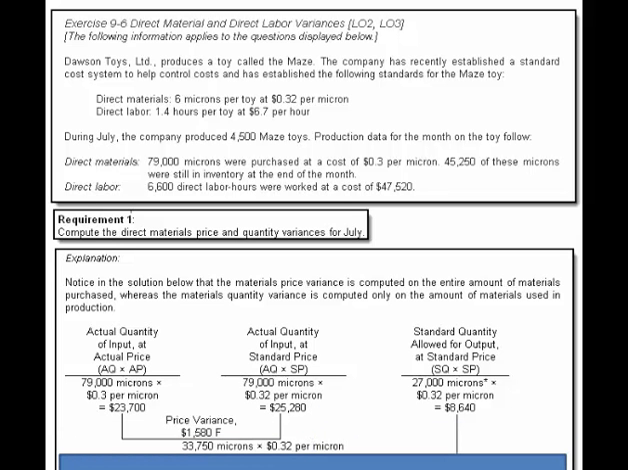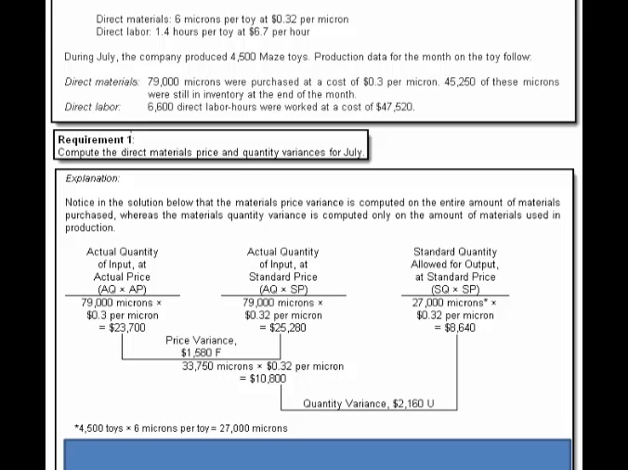All right, so we've got to do a couple things here. I want to slide the screen a little bit. Okay, now I've repositioned the screen. Well, let's start off with standard first. We can start it either way, but I like to start at standard sometimes. The standards are 6 microns at 32 cents each.